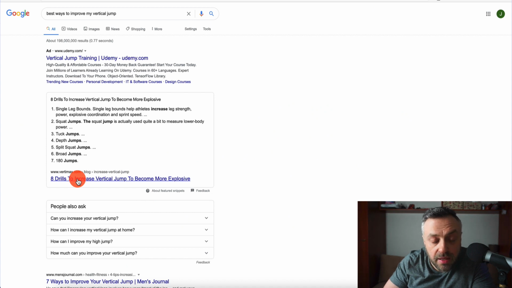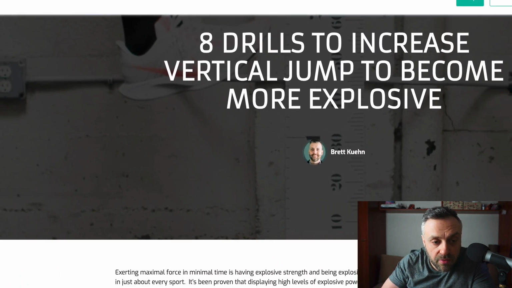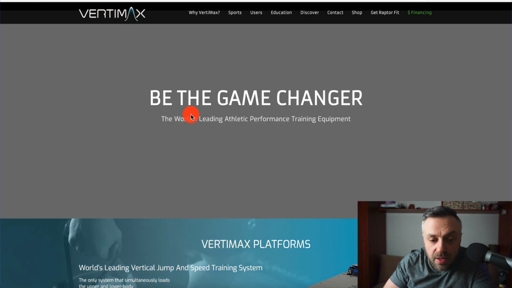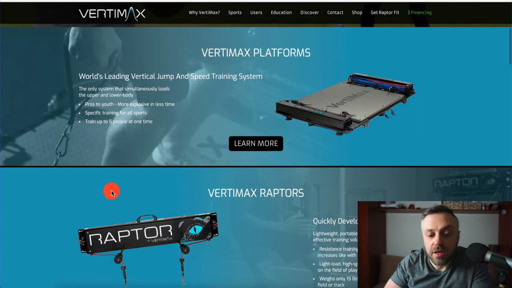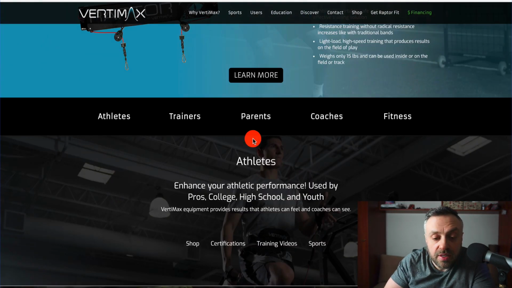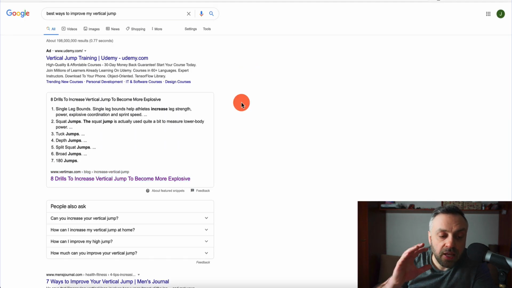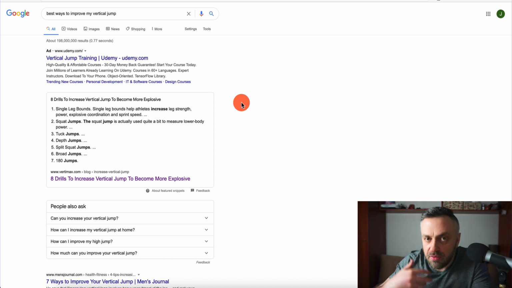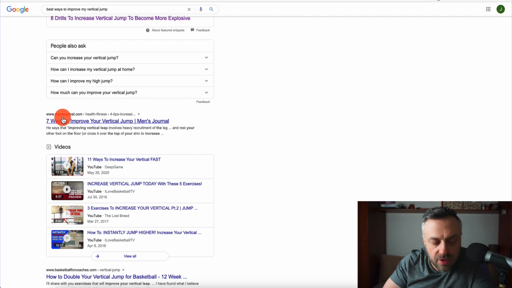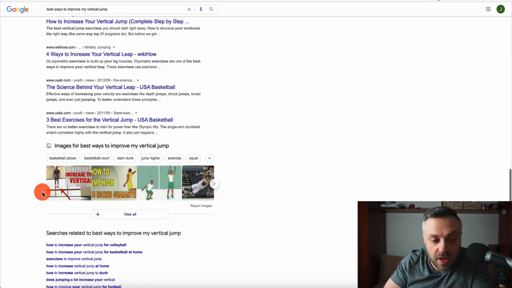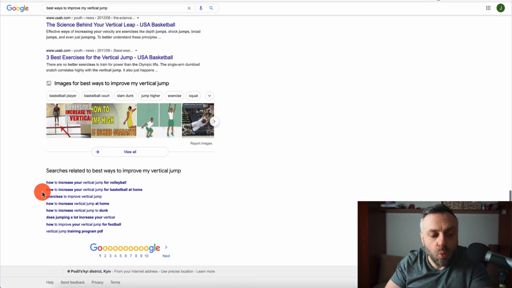So if you go in here, we have Vertimax. This looks like a site probably dedicated to increasing your jumping. If I go to Vertimax, I see: become the world's leading athletic performance training equipment. That's actually a store. This is actually a store that Google is ranking. And what that means is that if they're ranking the store, you can outrank them with something that has informational content. Very important to understand. All of these are informational sites. And so you have to understand where's the ranking.